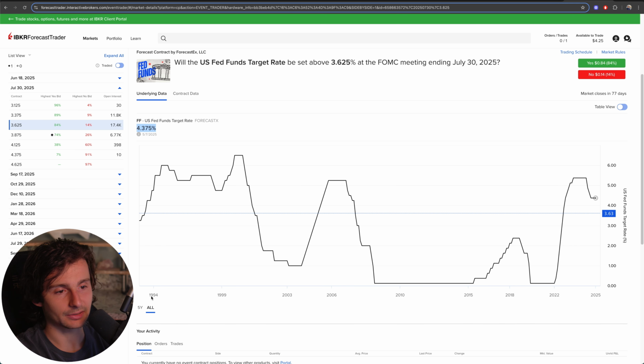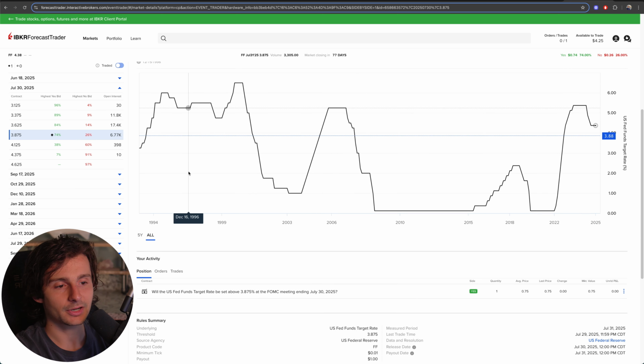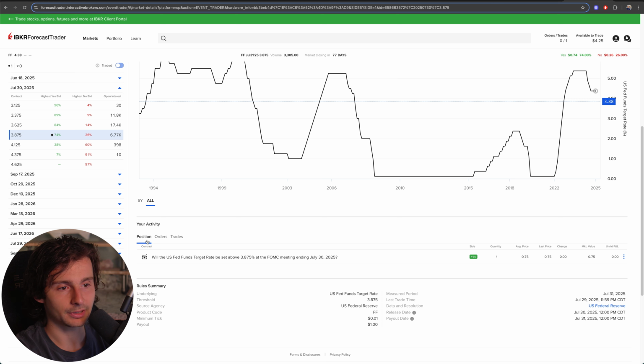This dates back to 1993, or 1994 back in here. It shows you how the Fed funds rate has moved over time, which is kind of cool. I can go in and select a target rate. I'm looking at June 30th, 2025 here. I actually already have a position on one of these, so I'm going to add to that position. I am inside of here, and if I go to my activity, it will show me underneath here my position.